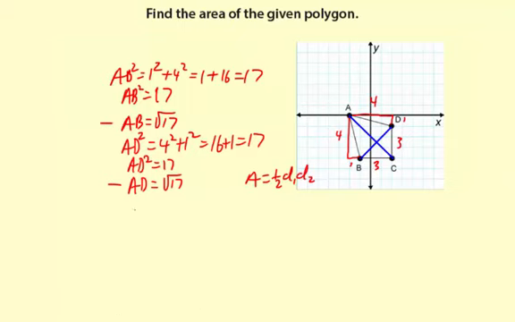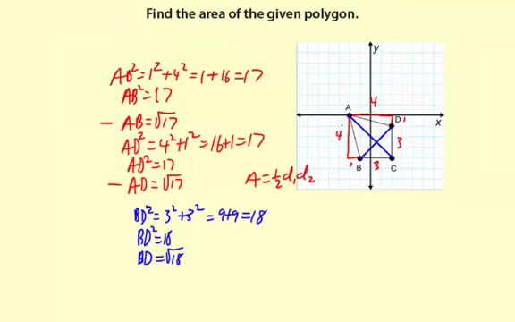Okay, so we need to find the distance of each diagonal. So I'm going to find BD first. And to go from B to D, it was right 3 and up 3, so it's going to be 3 squared plus 3 squared for that right triangle, BCD. And BD is the hypotenuse. So that's going to be equal to 9 plus 9, which is 18. So BD squared equals 18. That means BD equals square root of 18.